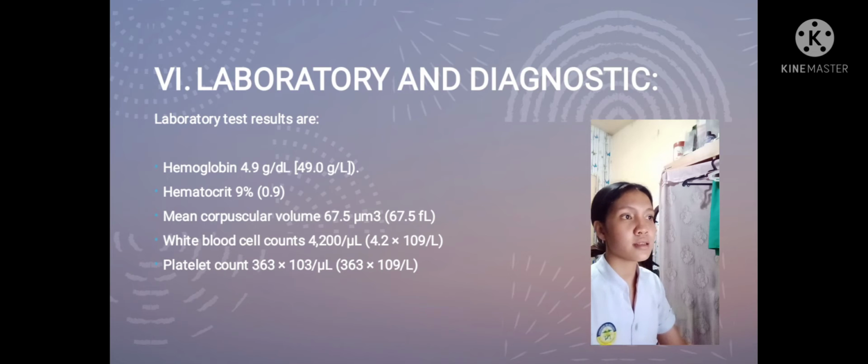Number 6 is the laboratory and diagnosis. The laboratory test results are: hemoglobin is 4.9, or 49.0. Hematocrit is 9%. Mean corpuscular volume is 67.5. The white blood cell count is 4,200. Platelet count is 363 times 10^3.